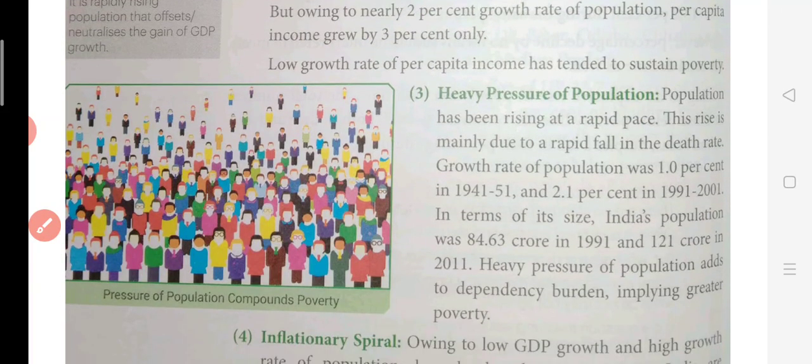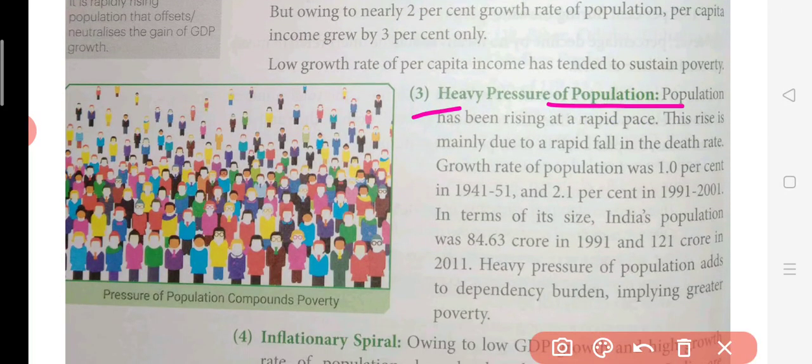Now, the third point here, heavy pressure of population, the main point. The population has been rising at a rapid pace. This is a rise mainly due to the rapid fall in the death rate. Okay, what is happening in India? We are trying to reduce this death rate, and due to it, what happened? The population will also be increased.